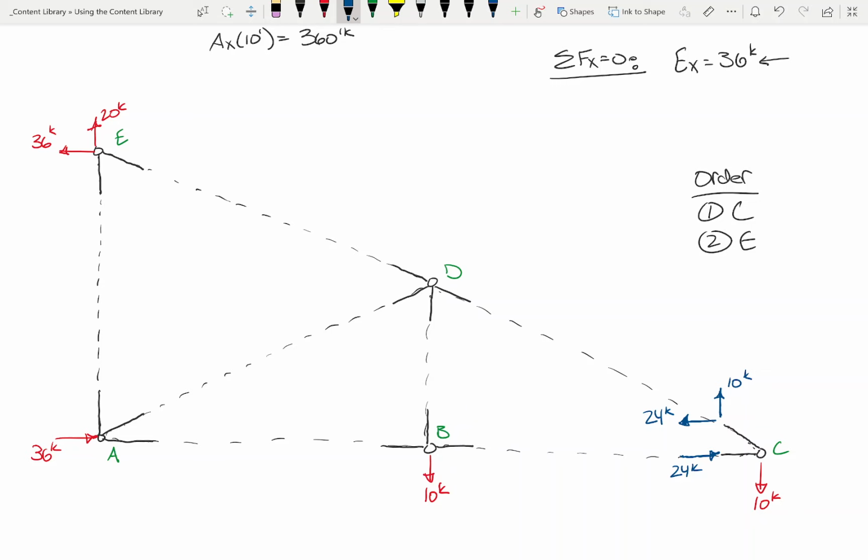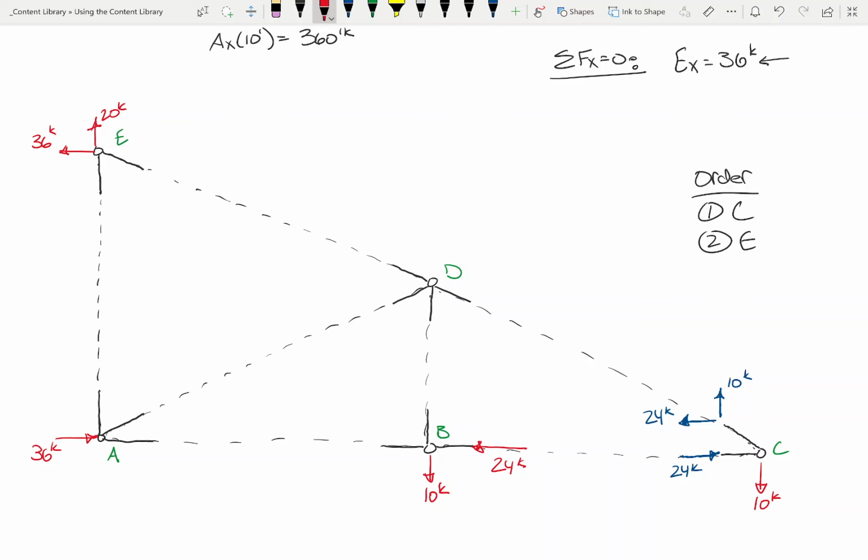Now, before we move on, I want to do something. I want to transmit my results to the next joint. This is 24 to the right. So over here, what do I put? So 24 to the left. So let's do that. So I guess my question is, let's go with our plan, but could I go ahead and solve joint B right now? I could, right? But we're going to stick to the plan.